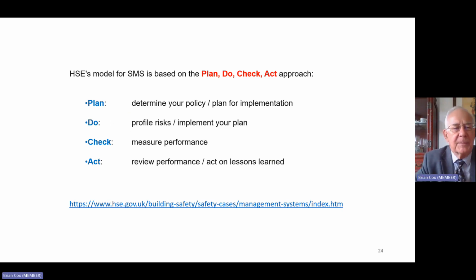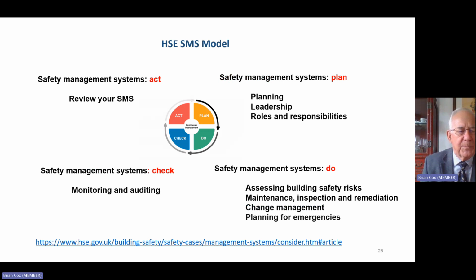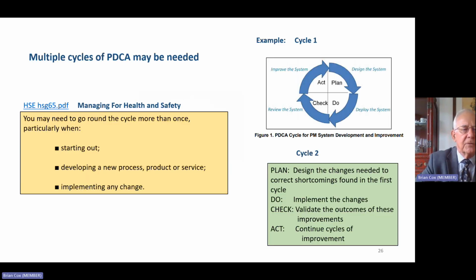HSE's model for an SMS is based on the Plan, Do, Check, Act approach, and they do it slightly differently in this case. The plan is to determine the policy and plan for implementation, all in plan, which we would have put slightly differently; then profile risks and implement your plan, measure performance, review performance and act on lessons learned. I think if you're starting from the beginning, this is slightly confusing. So I suggest that you go to HSE's Managing for Health and Safety, which I think is a bit clearer, and says basically if you're starting from scratch, then you probably need to go around the cycle more than once.